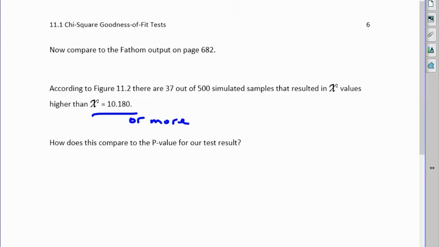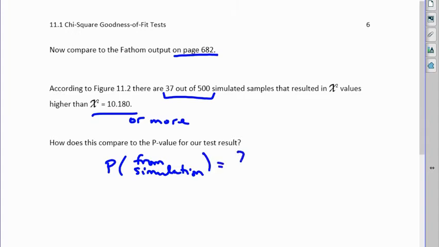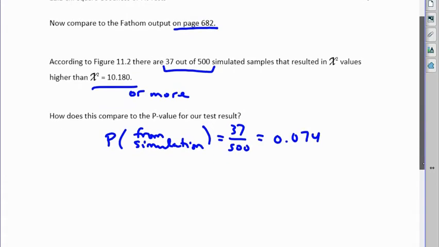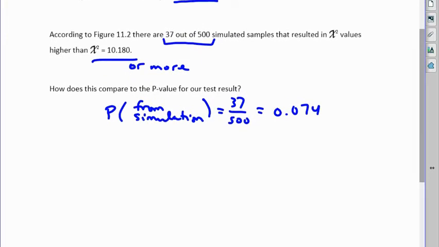Well, if you look on page 682, you can see that in this simulation, 37 of them did that, as a result of chance variation. That's what happens. So the probability from the simulation says that 37 out of 500, they got a probability of 0.074, which compares very nicely to the probability that we just found using our chi-squared test.